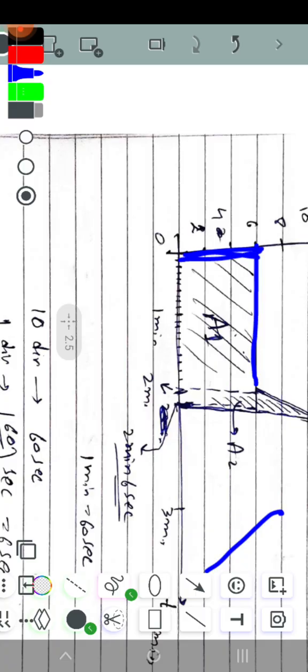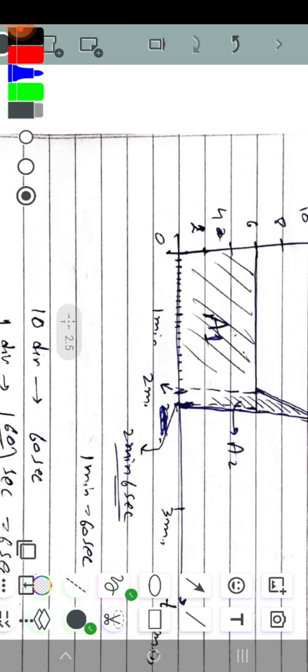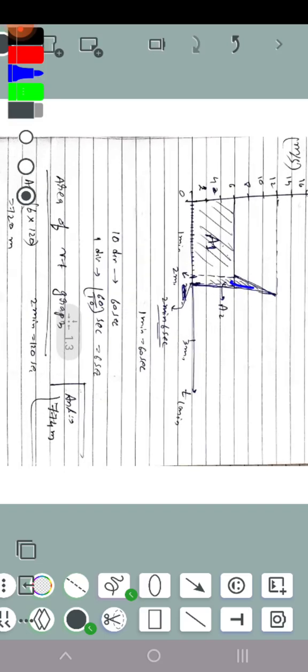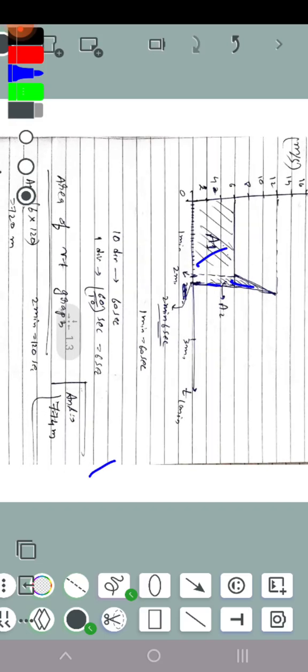If we draw the area of this portion, it looks like a rectangle. What is the rectangle's area formula? Length into breadth. So your length is 6 meters per second, and breadth is 2 minutes. 2 minutes means 120 seconds. So if I obtain the area, you will see area equals 6 into 120.